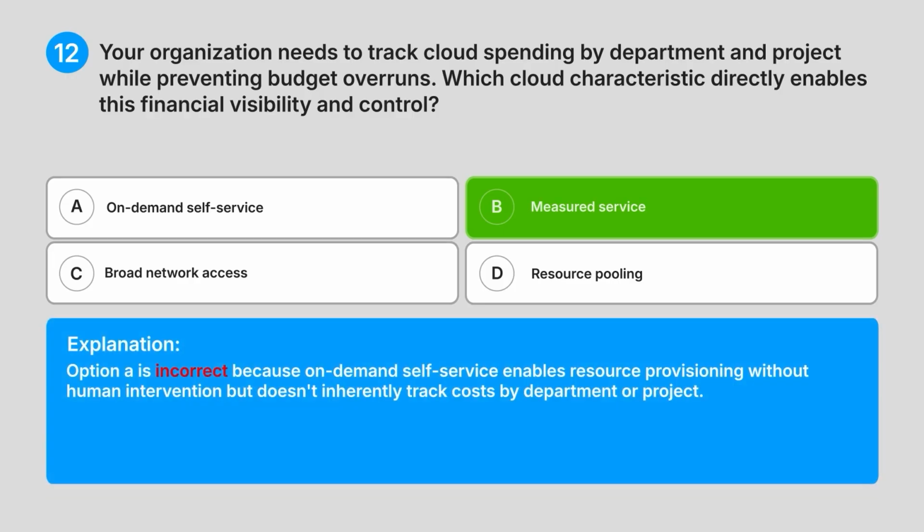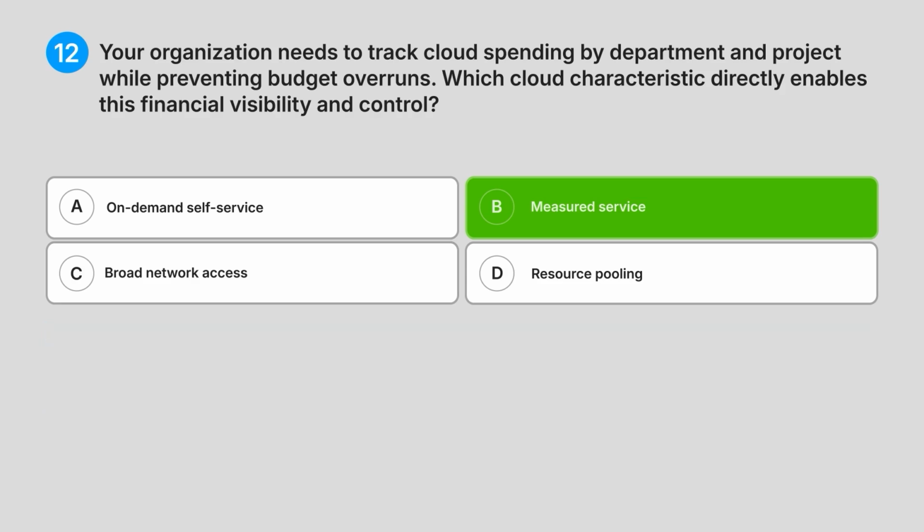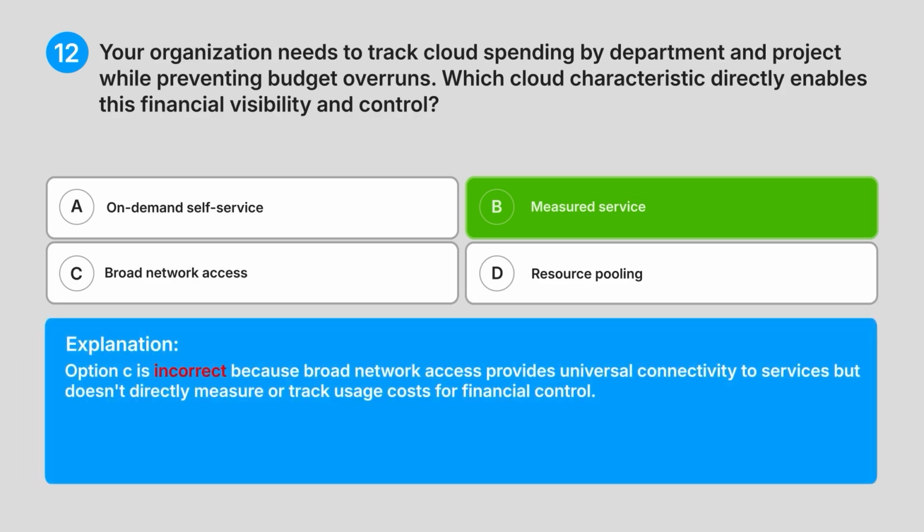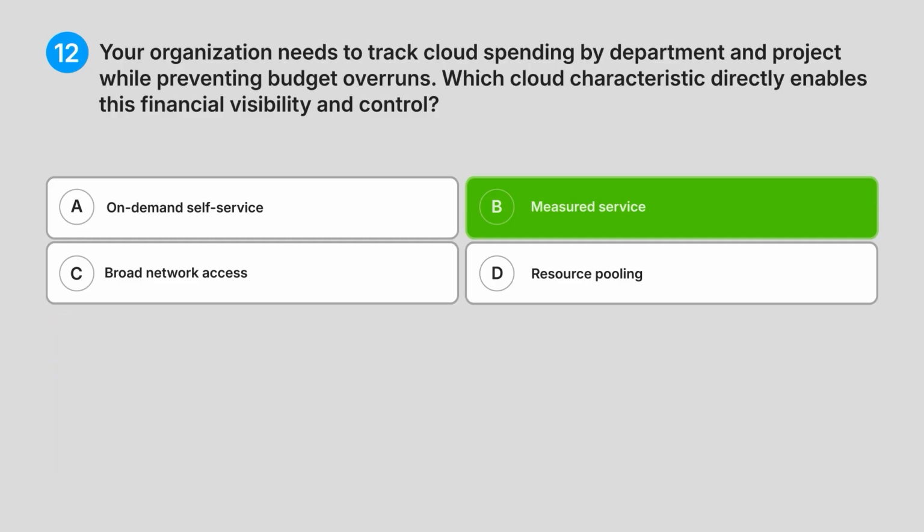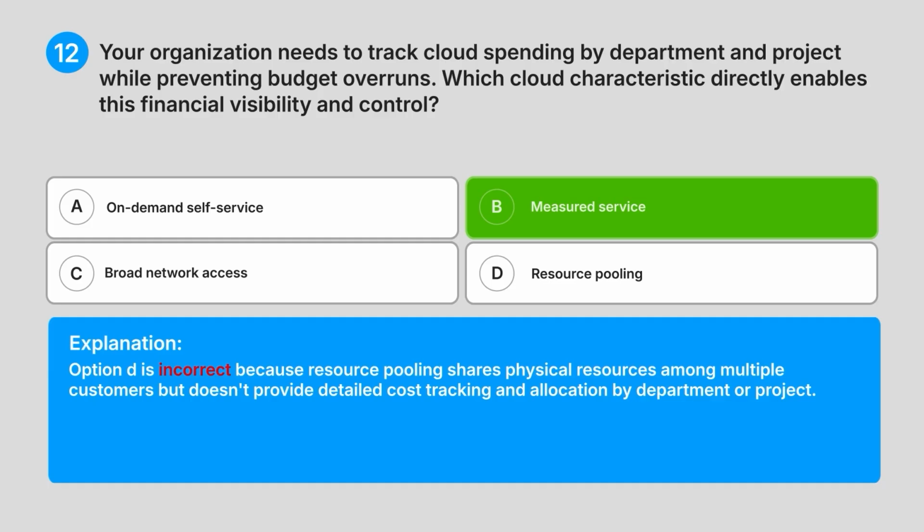Option A is incorrect because on-demand self-service enables resource provisioning without human intervention, but doesn't inherently track costs by department or project. Option C is incorrect because broad network access provides universal connectivity to services, but doesn't directly measure or track usage costs for financial control. Option D is incorrect because resource pooling shares physical resources among multiple customers, but doesn't provide detailed cost tracking and allocation by department or project.